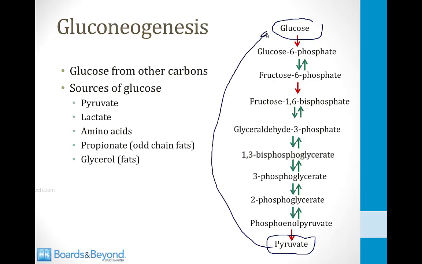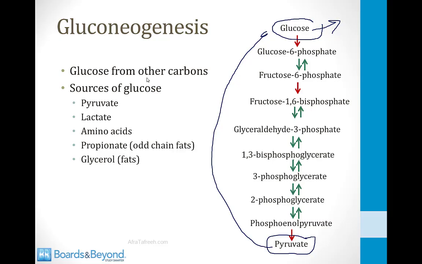This costs the cell energy. The cell has to use ATP in order to go backwards, but this is a way the liver can generate glucose, which can be secreted into the blood to support other organs during times of starvation. And it's also a way that many other types of molecules can be converted into glucose for energy.